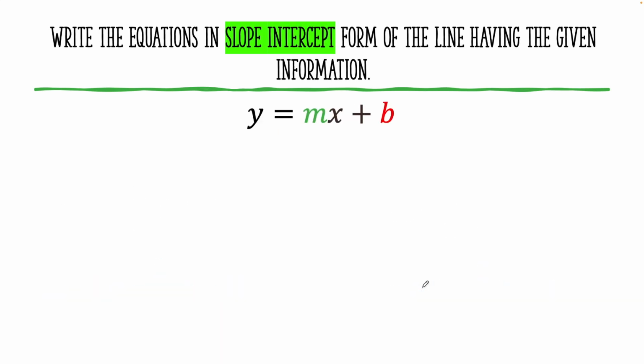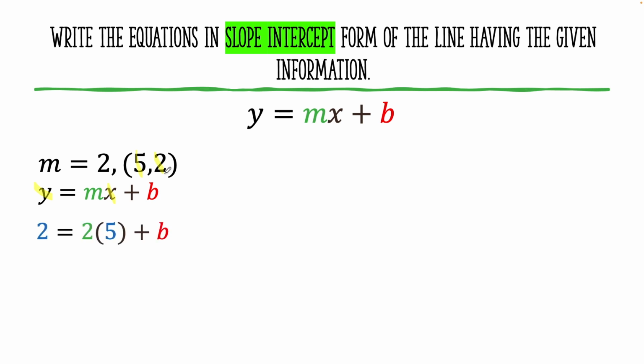All right, we're using slope-intercept form again, and we know that the slope is 2 and the point is (5, 2). But we don't want it in point-slope form, we want it in slope-intercept form. So watch this. We know that slope-intercept form is y equals mx plus b. We actually have m, and we have a y value, and we have an x value. 5 is the x value, and 2 is the y value. So we're going to plug all that stuff in that we know and solve for b.